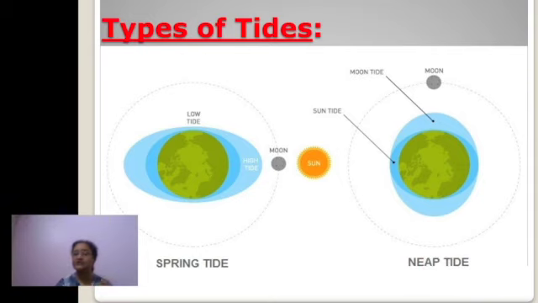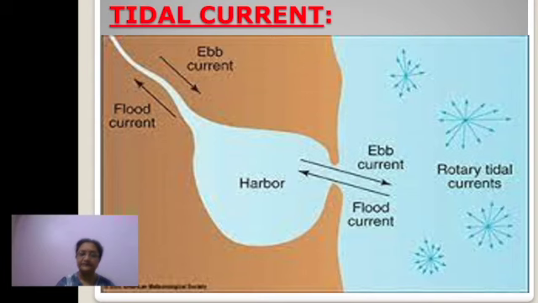So what is the position of the three heavenly bodies in the case of neap tide? They are forming a quadrature, meaning a right angle. So these are the two tides, spring tides and neap tides. You can see the tidal current, how it moves. When the tides come, that is called the flood current, and as it goes away from the coastal part, that is called the ebb current.